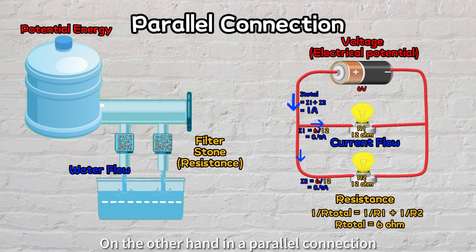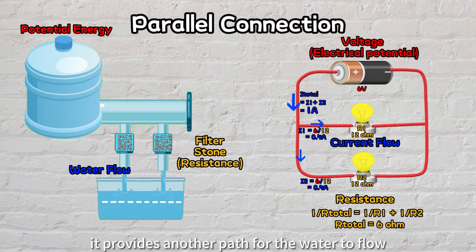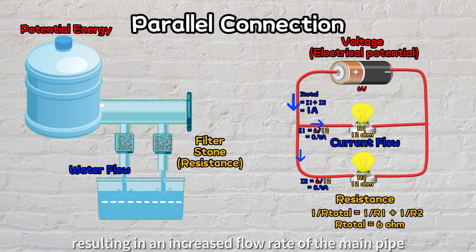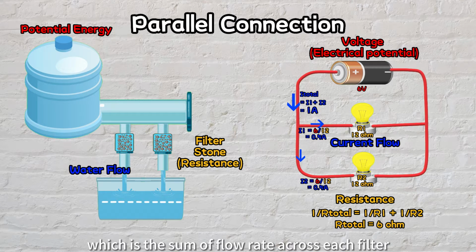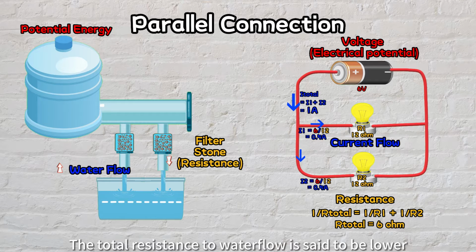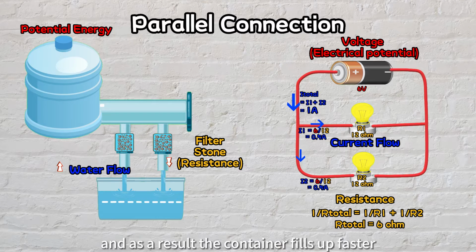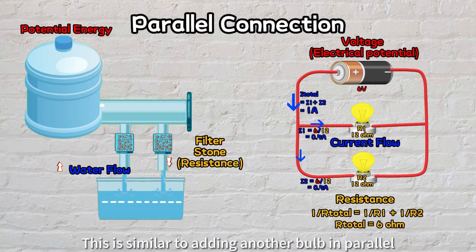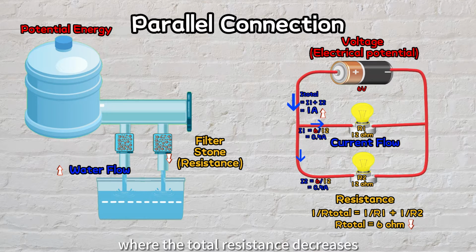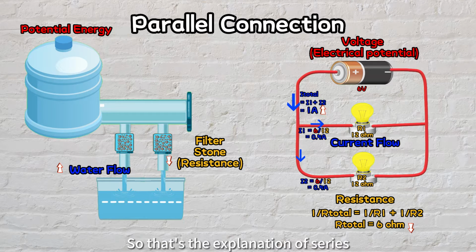On the other hand, in a parallel connection, if we add a filter in parallel, it provides another path for the water to flow, resulting in an increased flow rate at the main pipe, which is the sum of flow rate across each filter. The total resistance to water flow is said to be lower, and as a result, the container fills up faster. This is similar to adding another bulb in parallel, where the total resistance decreases, and the total current increases. So, that's the explanation of series and parallel connection. With a little practice, you'll be able to apply these principles to any circuit you come across.